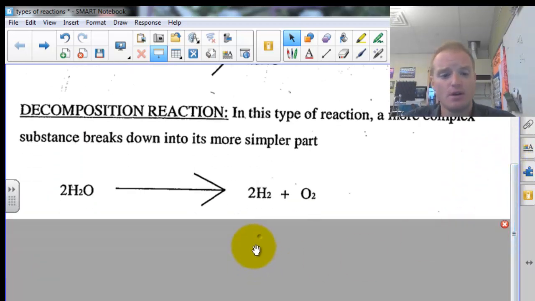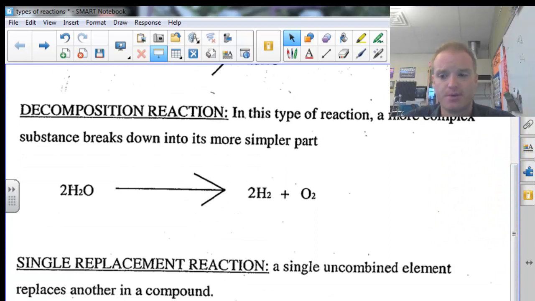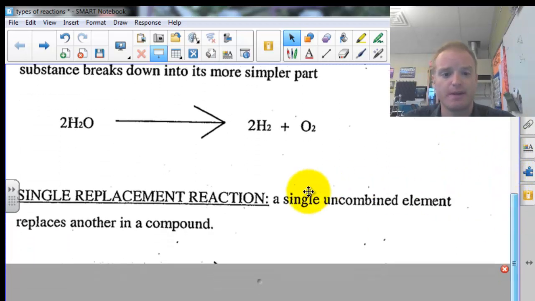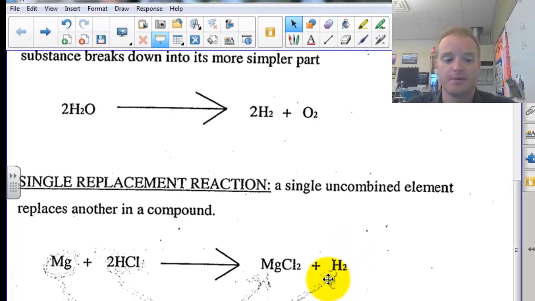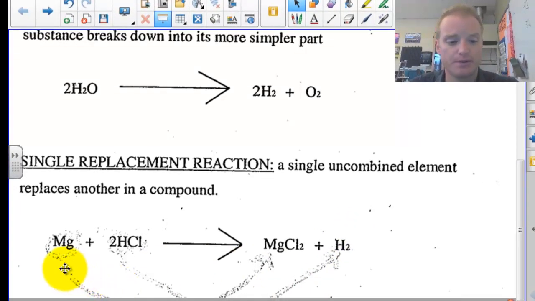Finally, we have replacement reactions, and there are two types we're going to look at. Our first one is a single replacement reaction. In a single replacement reaction, an uncombined element replaces another in a compound. So it's bumping out or taking the place of another element. Here, our reactants are magnesium with hydrochloric acid, and through our reaction, we get magnesium chloride and hydrogen.